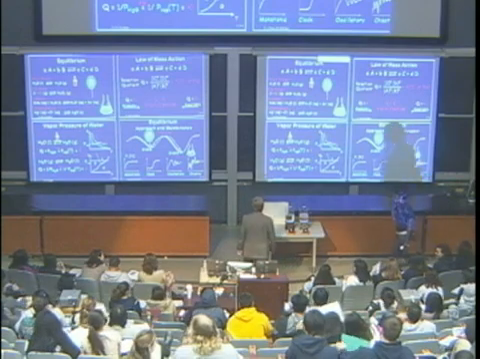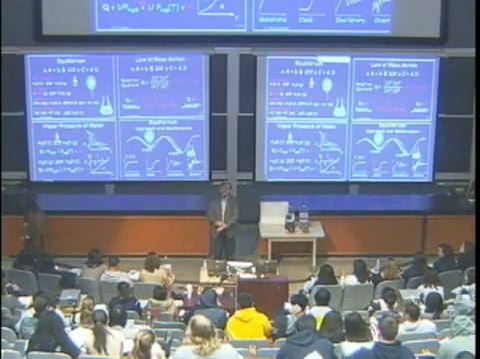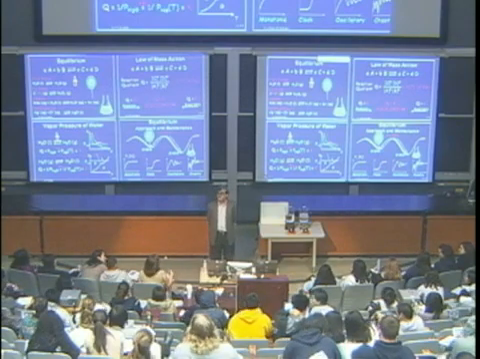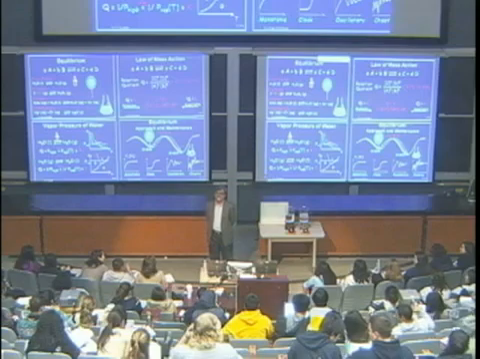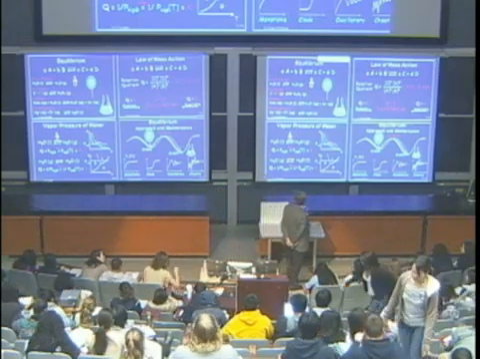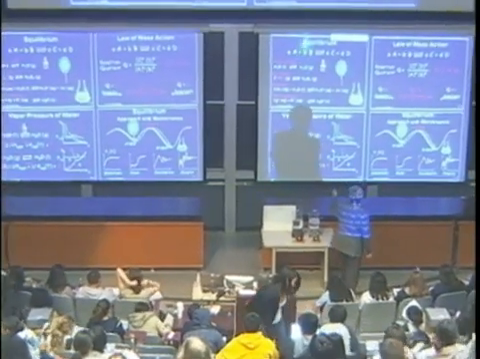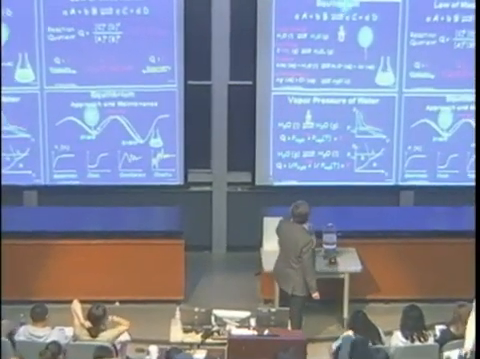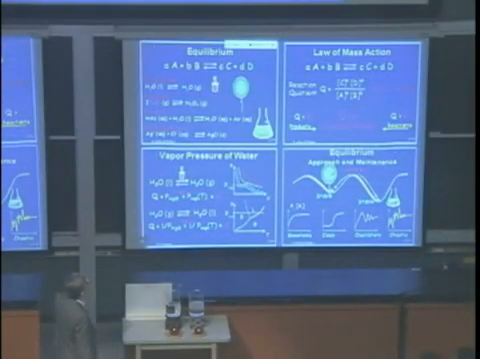Okay, another rainy day. So we talked about equilibria the last time, and we looked at the equilibrium A moles of A plus B moles of B. These are our reactants. They give C moles of C plus D moles of D. These are our products. And we looked at all kinds of equilibria.